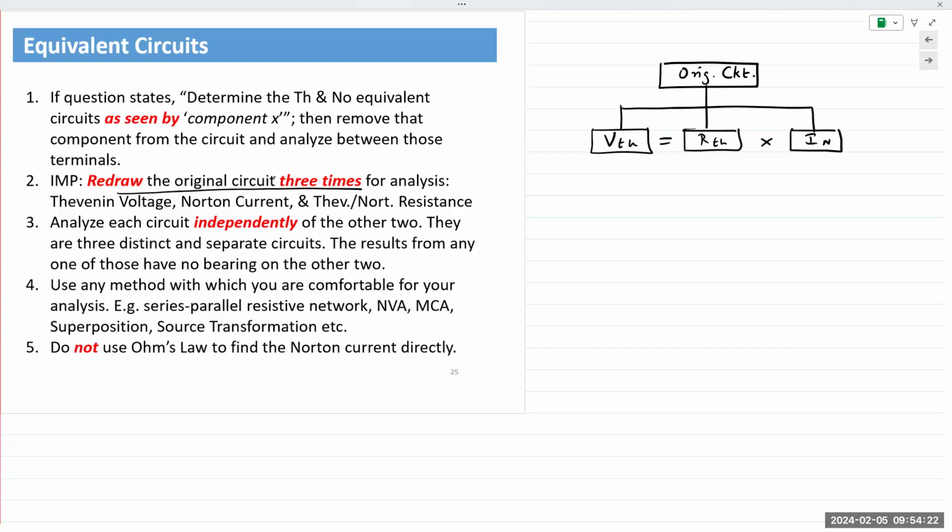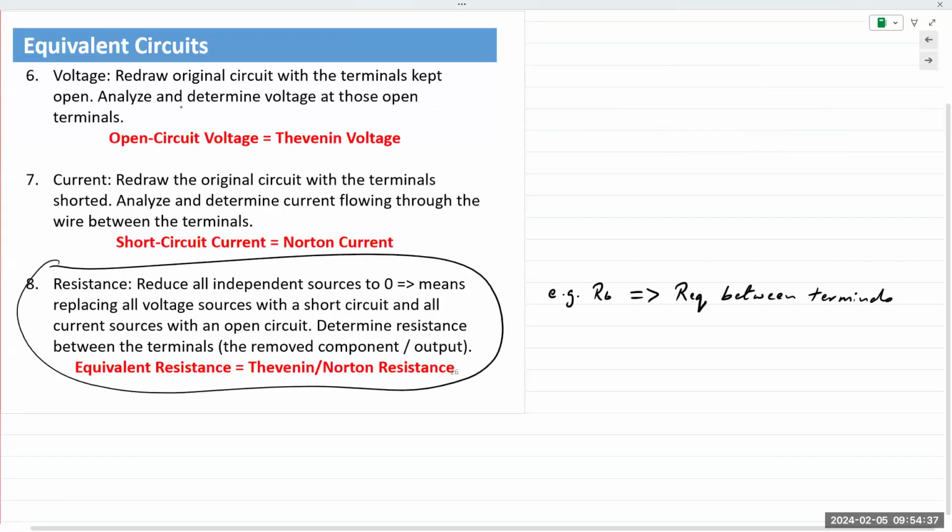Mesh current analysis, node voltage analysis, superposition, series-parallel analysis, if the circuit allows for that. Any technique that we have learned so far, you can use to determine the open circuit voltage at the output terminals. And that is what we do here.